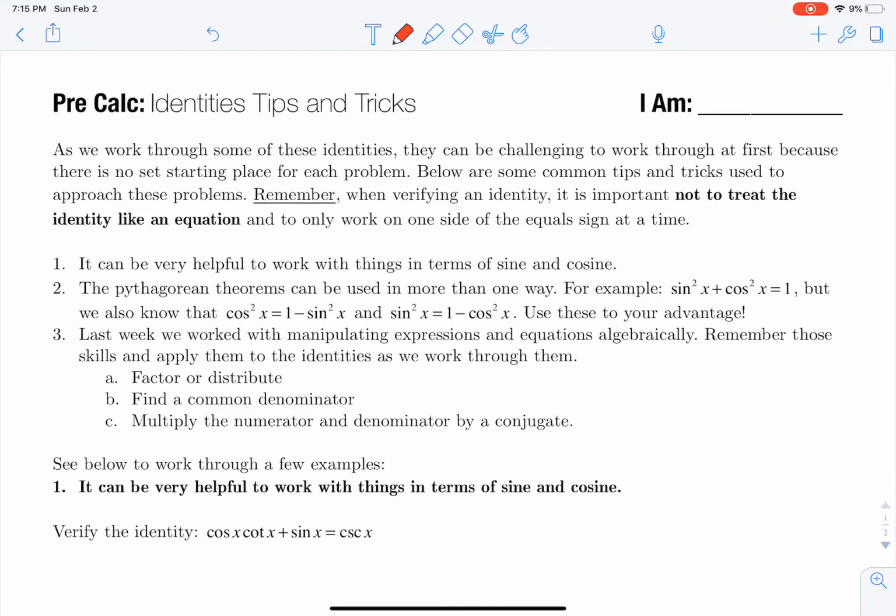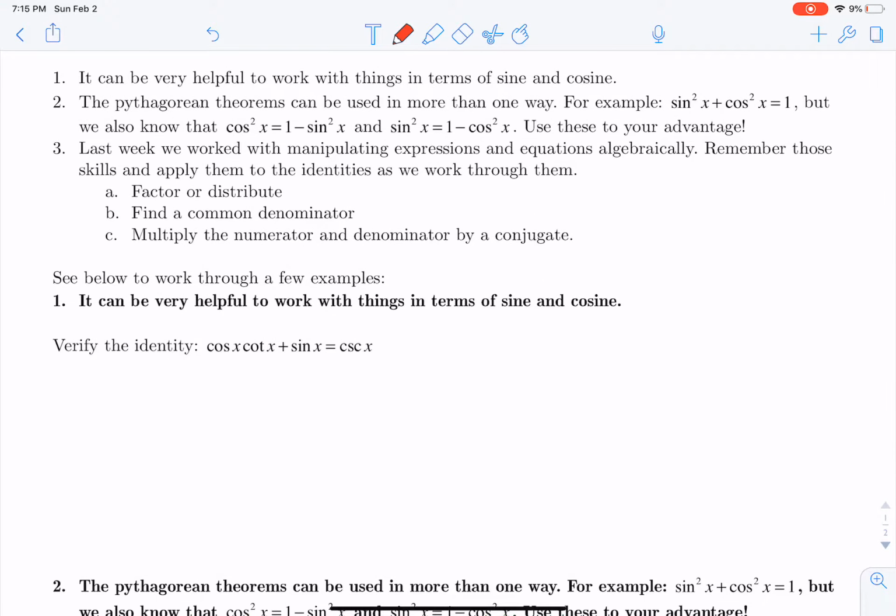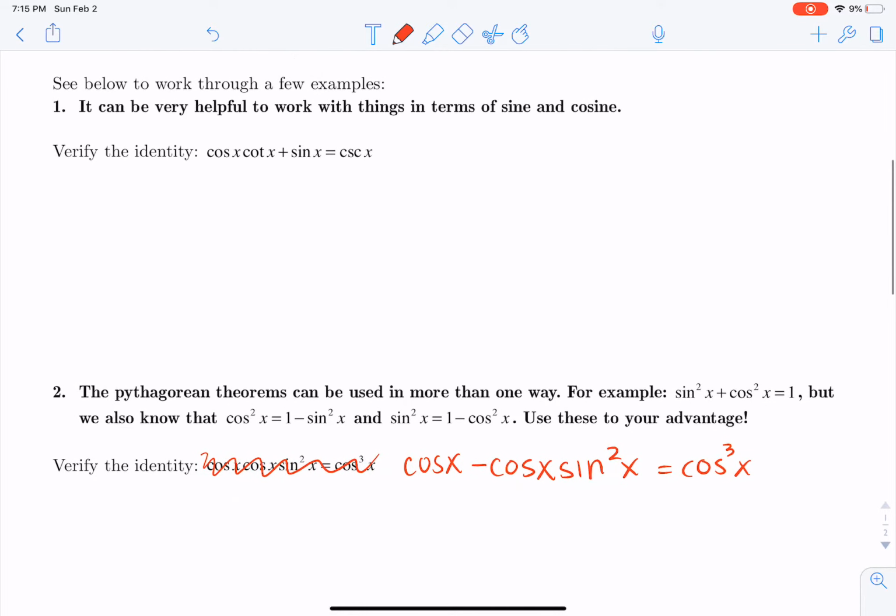So, one of the most important things it says here, remember when verifying an identity, it's important not to treat the identity like an equation and to only work on one side of the equal sign at a time. So I'll let you read through number 1, 2, and 3. We'll start with number 1. So here's an example of number 1.